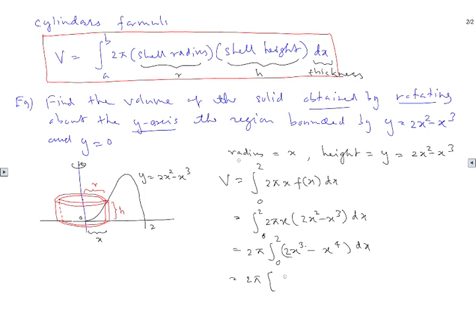Okay, so then when you integrate it, you divide by 4, so that means x to the 4th divided by 2, minus x to the 5th divided by 5, and then you put in 2 and 0, and then you say 2 pi. If you put in 2, you get 16 over 2 minus 32 over 5. If you take the common denominator 10, you end up getting, after simplification, 16 over 5 pi units cubed.